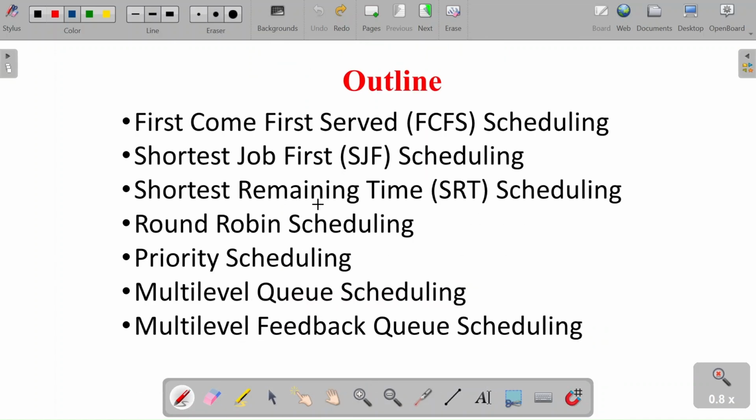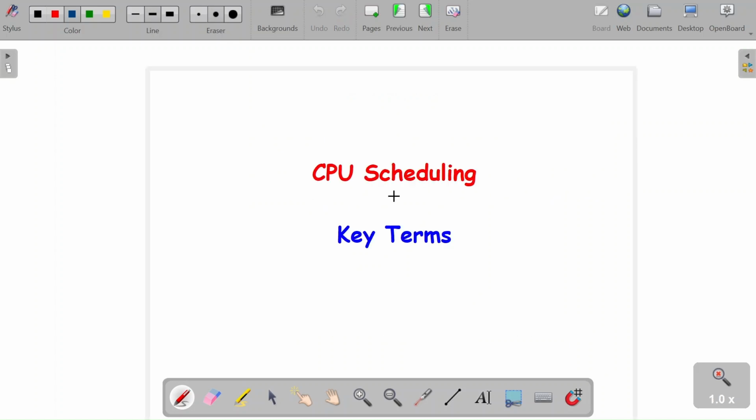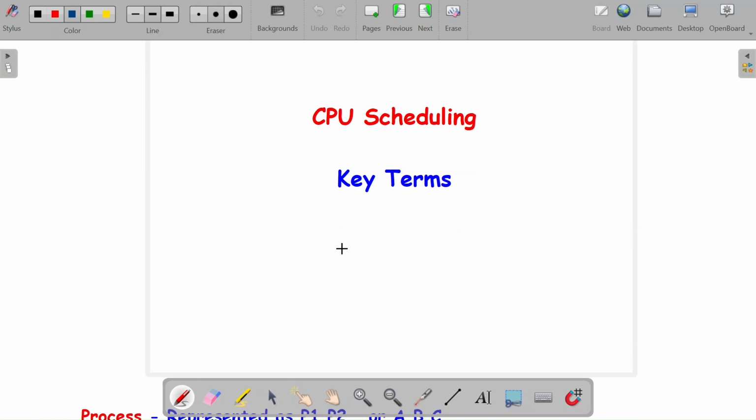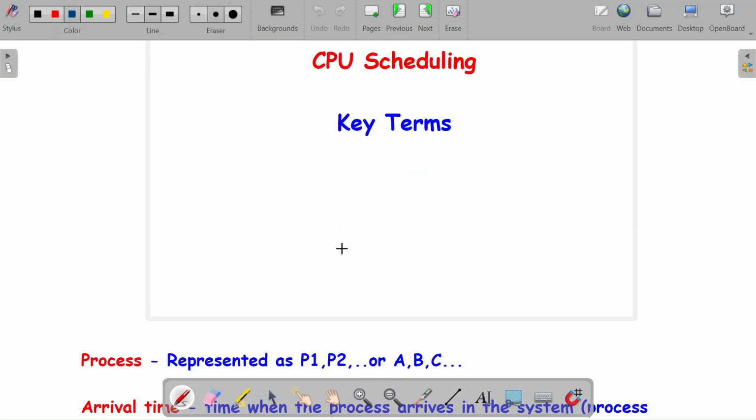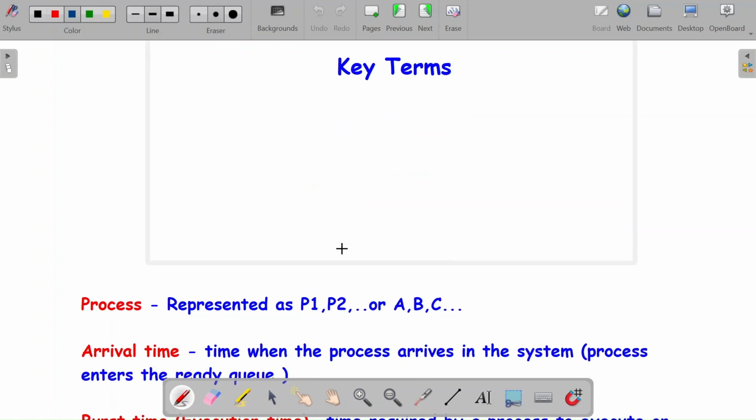First come first serve scheduling algorithm, shortest job first scheduling algorithm, shortest remaining time scheduling algorithm, round robin scheduling, priority scheduling, multi-level queue scheduling and multi-level feedback queue scheduling. Now, before going into them, it's better to analyze and learn some key terms that are involved with CPU scheduling. Let's discuss one by one. It will be easy to analyze and solve the problems using scheduling.